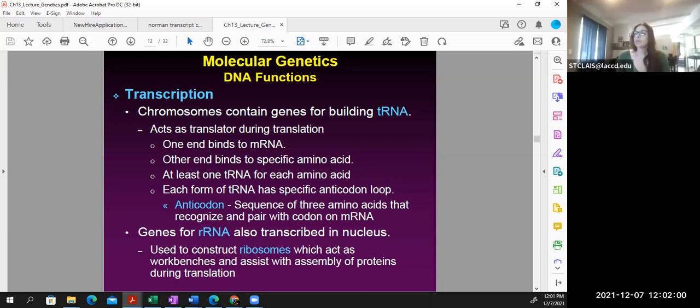Okay, there are also some ribosomal RNA that are going to be transcribed in the nucleus, and those are used to make the ribosomes themselves, and that is going to be part of the translation machinery in order to make proteins.